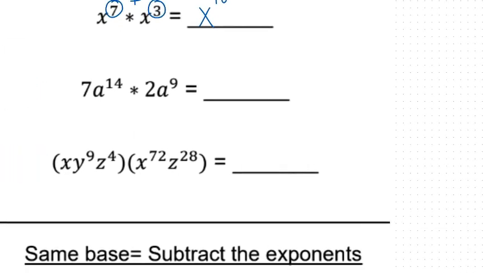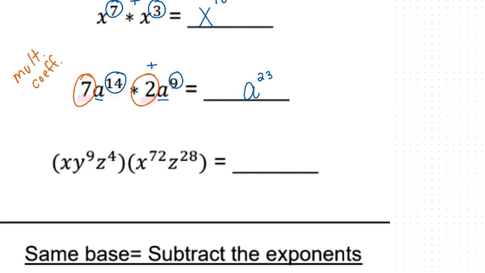Look for our like bases. So I have a to the 14 plus 9. 23. But we have not done anything with 7 and 2. What operation is happening between all these numbers, all the coefficients? We add exponents when we multiply like bases. So that means I'm actually going to multiply coefficients. The coefficients are the numbers out front of the variable. So 7 times 2, 14.